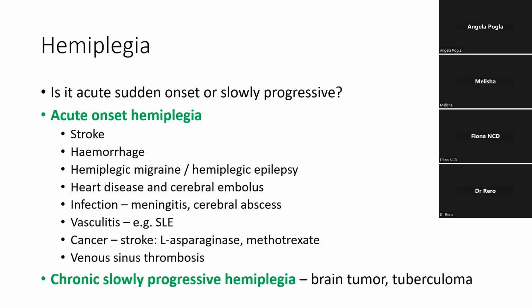with cerebral embolus, like they've had a stroke from heart disease, or it could be an infection like meningitis or a cerebral abscess, or a vasculitis like lupus, or if they've had cancer. Sometimes you can have complications of cancer with a stroke, or they might have a venous sinus thrombosis.